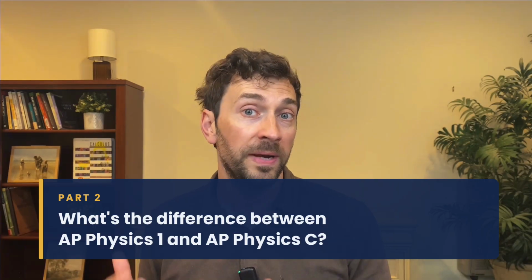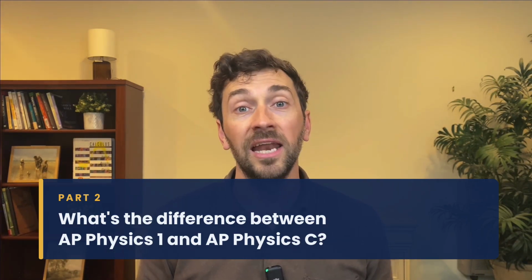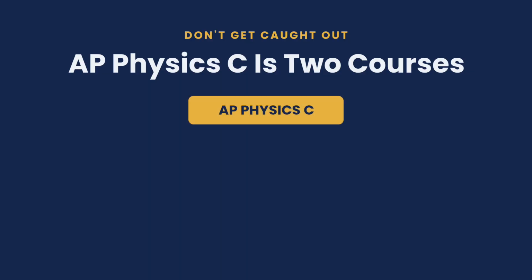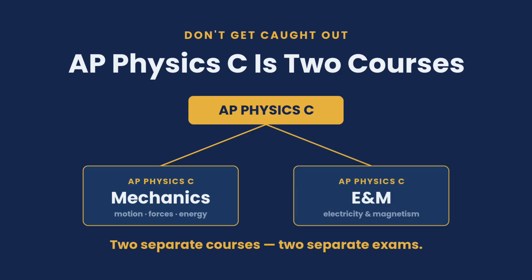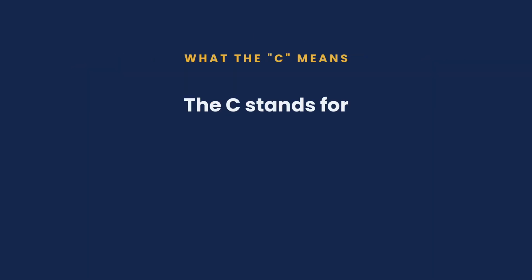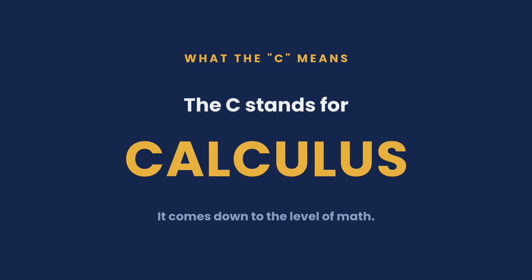What's the difference between AP Physics C and AP Physics 1? Well, the first thing to say is that AP Physics C is actually 2 courses. There's AP Physics C Mechanics and AP Physics C Electromagnetism, which we call E&M. The C stands for something. It stands for calculus, and the difference is really a difference in the level of math skills and mathematics required.